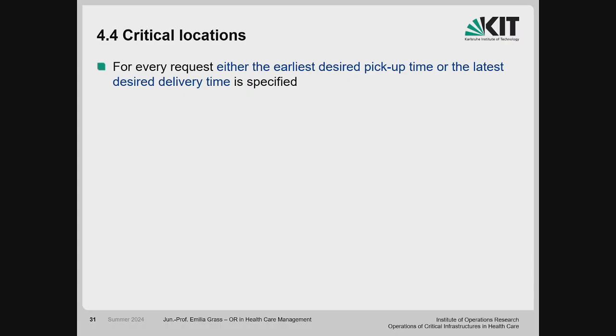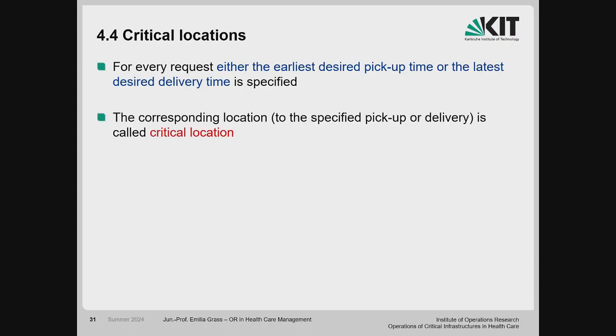So for every request, we know the earliest desired pickup time or the latest desired delivery time. And the corresponding location to this pickup or delivery location is then called the critical location. So if we know that the patient has to be at 10 a.m. at a particular ward, this is then the critical location. And then we are calculating backwards and know, okay, if he has to be there at 10, then we have to pick them up at latest 9:30, whatever.